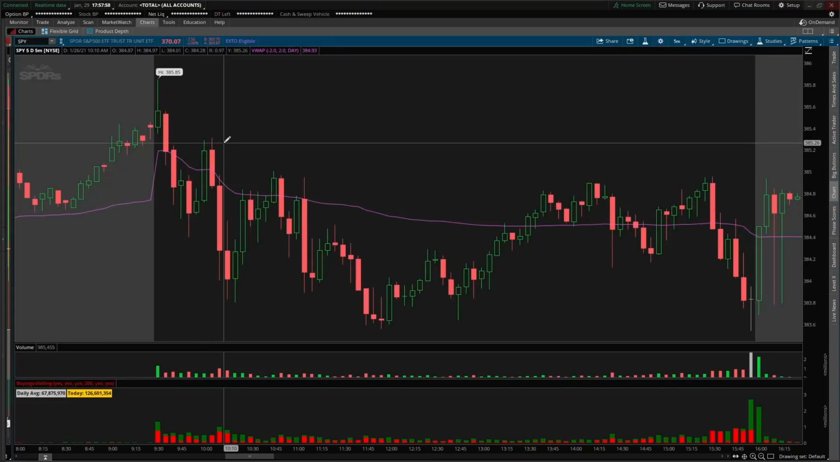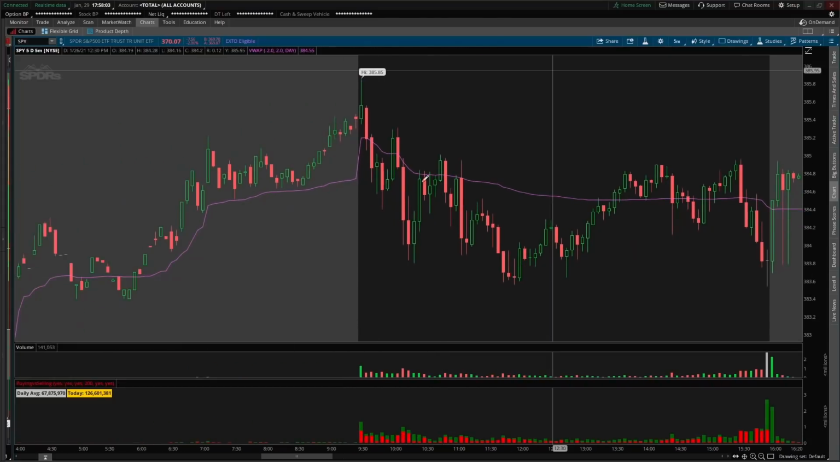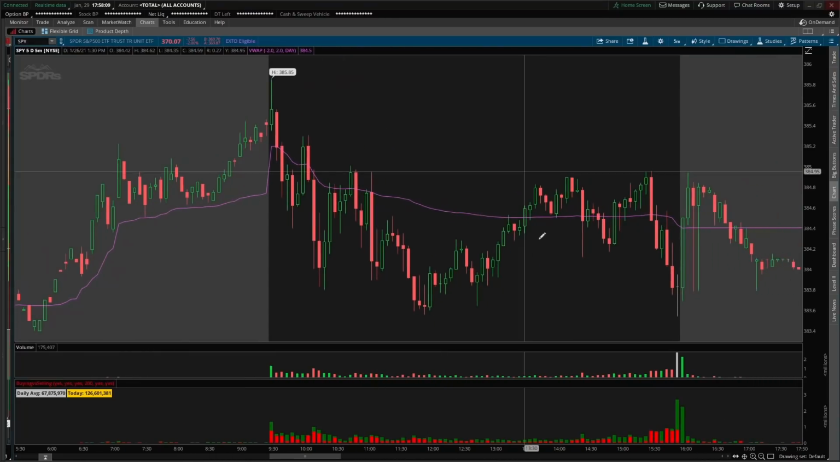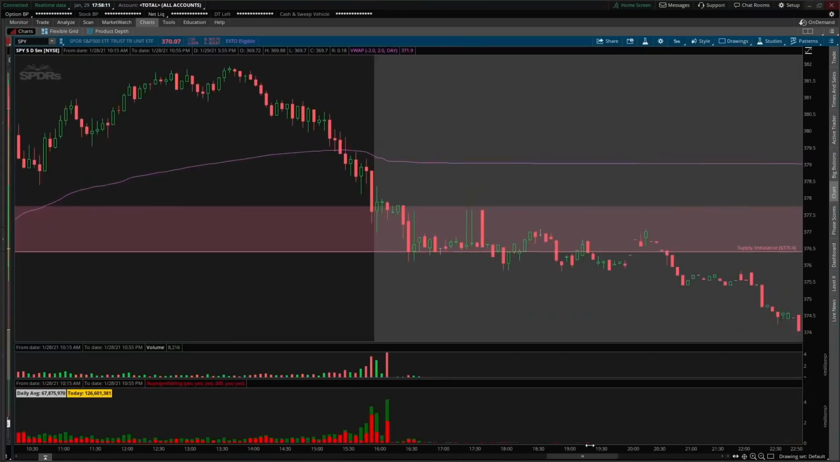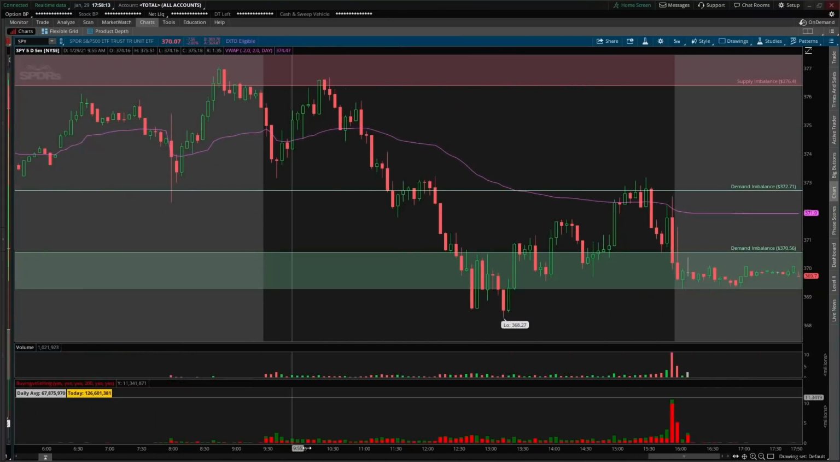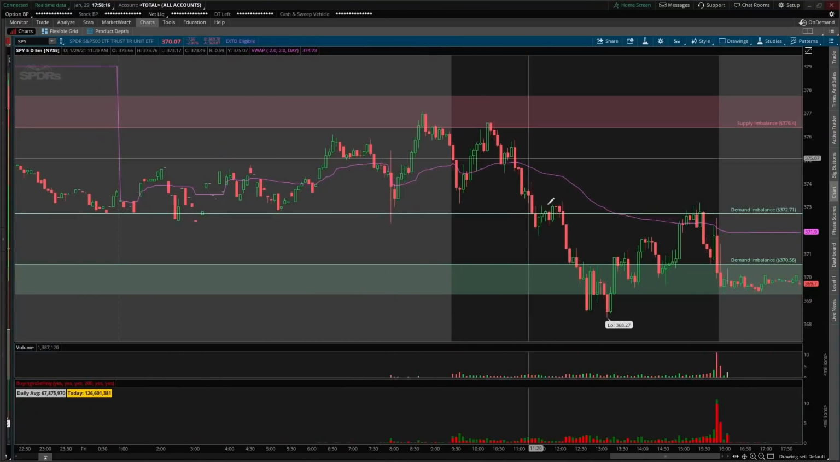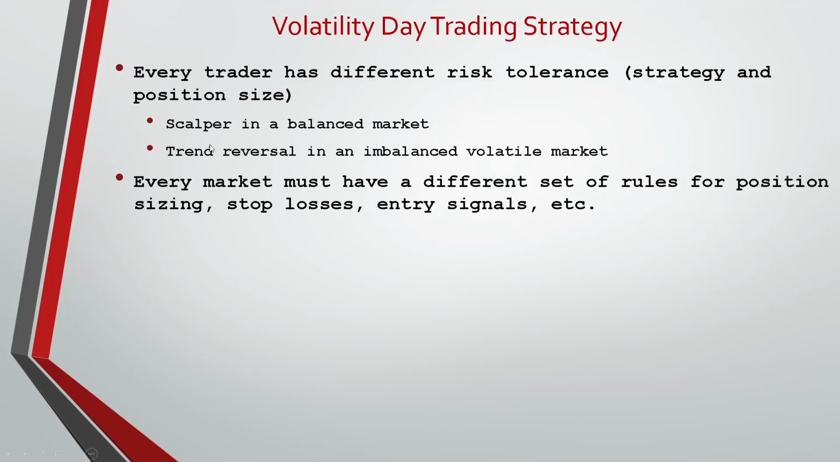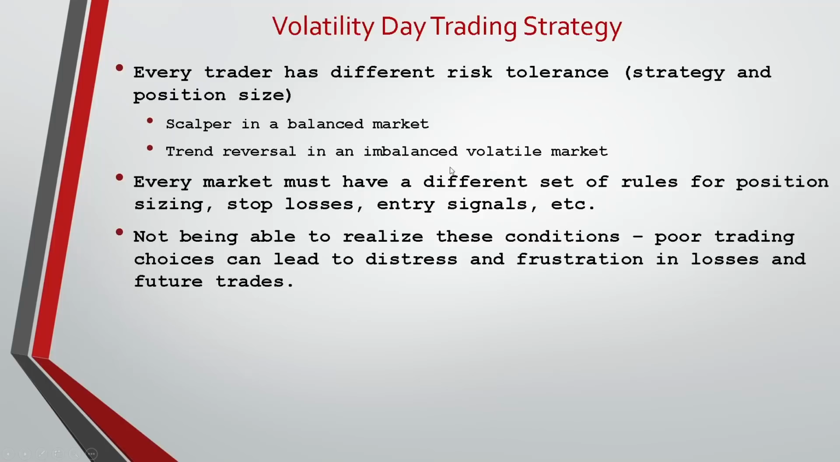We don't get crazy price swings. And somebody that's a scalper is going to have to trade a little differently on a day like that. Or even a trend day trader is going to have to trade a little differently where we get smaller price swings like that than someone like today, where we had a perfect rejection off of supply and a nice drop right into this demand imbalance. Again, every market, you have to have a different set of rules depending on its context. And not being able to realize these conditions is going to lead to very poor trading choices.